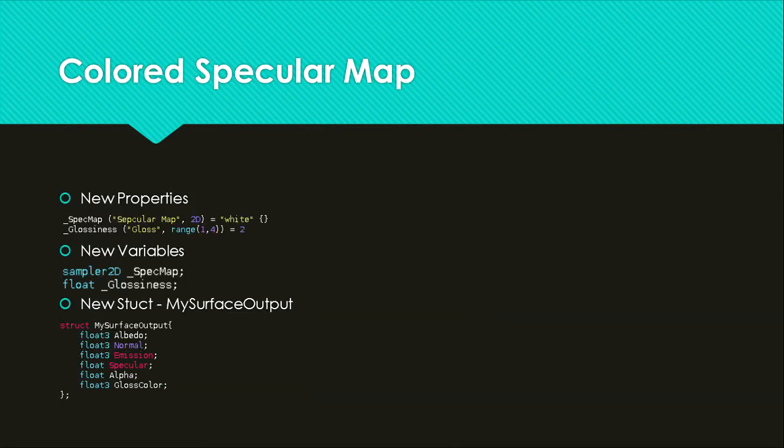Colored specular map. To create this, we need two new properties: a texture for the specular map and the gloss value between 1 and 4. And this is done by defining it with the underscore as explained previously. And we need to create a new struct. In order to bring the color specular map over in the lighting model, we have to extend the surface output. So we need to create this struct and give it the necessary properties as seen.